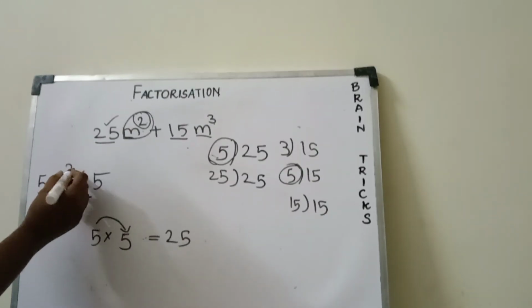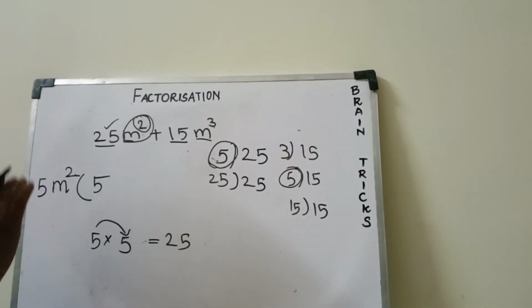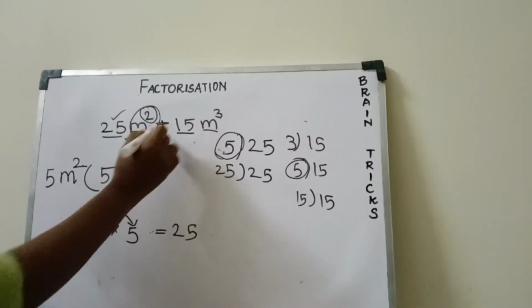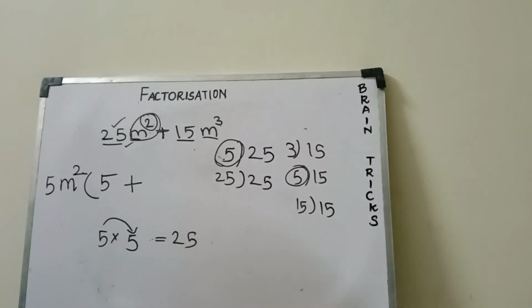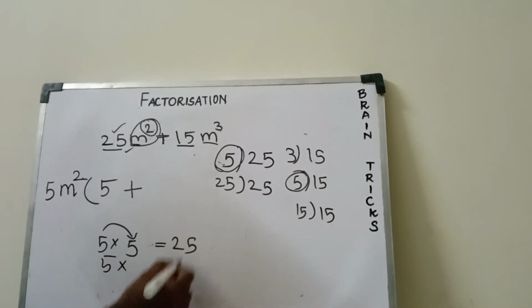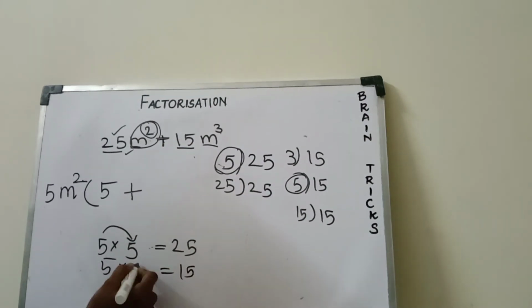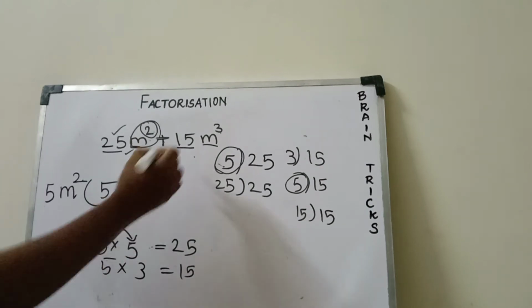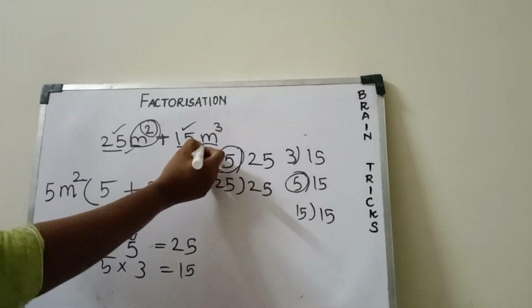Next, here I have m power 2. Here I have m power 2. So there is no need to multiply any variable. This part we finished. Move on to the next term. So here I have plus. I'm just dropping plus. Here I have 5. What number I have to multiply with 5 to get this 15? 3. 5 3s are 15. Clear? So I finished the numerical value. Move on to the variable part.